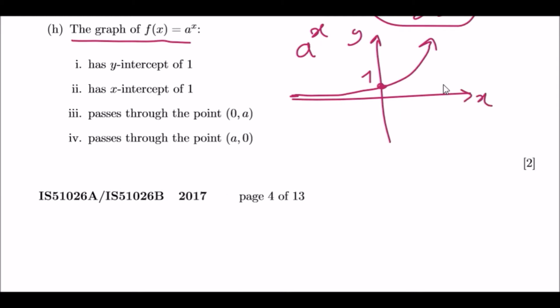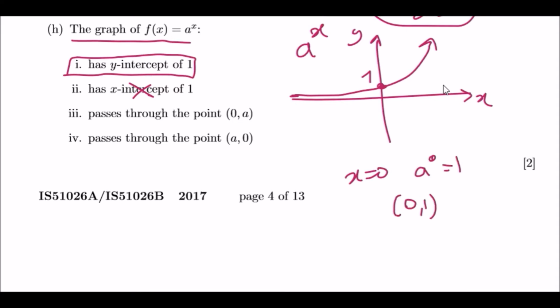So looking at this carefully, the graph of f(x) has a y-intercept of 1, yes. So this is true. An x-intercept of 1, nope, it never touches the x-axis, false. Passes through the point (0, a). So where is (0, a)? Does it pass through the point (0, a)? So when x equals 0, what do we get? You get a to the power 0, which is 1. Nope, it passes through the point (0, 1), which is over here.